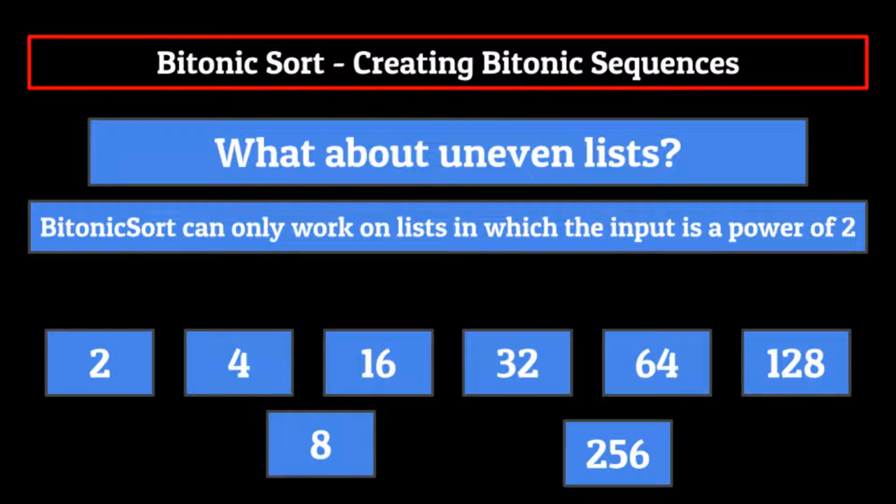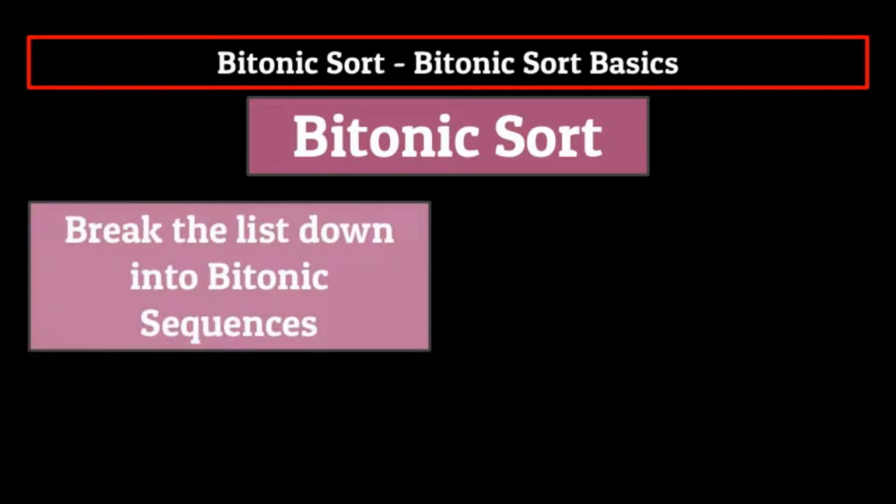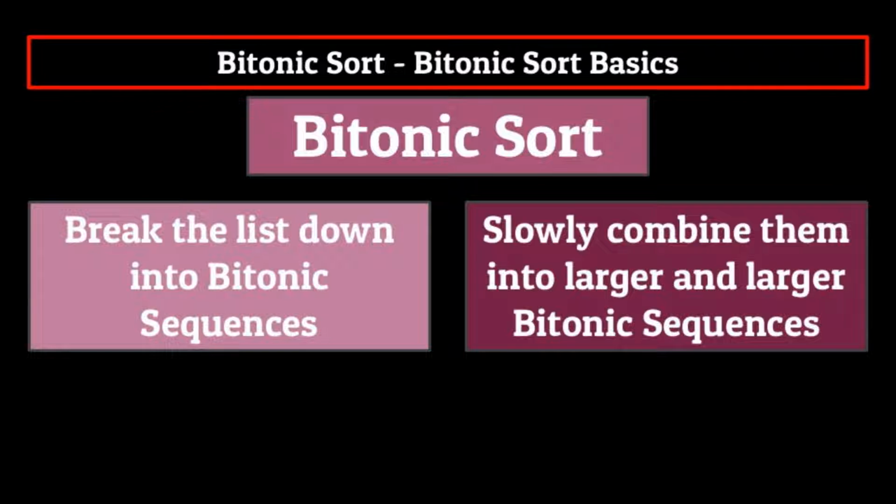This is most certainly not ideal, but we'll get into how it affects its implementations in computer science later on. For now, let's not get too bogged down in efficiency before we even know how the algorithm works. Tangent aside, hopefully now you can see the pattern which was developed. Break the list down into Bitonic sequences, and then slowly combine them into larger and larger ones until the entire list is an increasing Bitonic sequence.